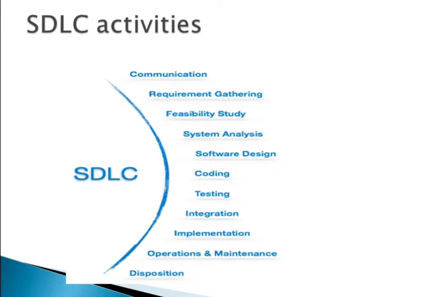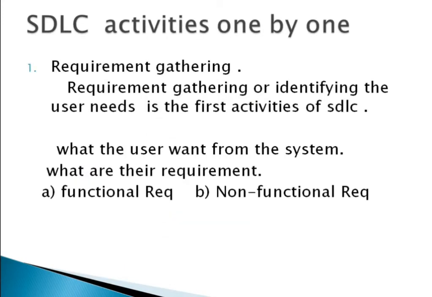So what are the activities included in SDLC? It includes communication, requirement gathering, feasibility study, system analysis, software design, coding, testing, integration, implementation, operations and maintenance, disposition. When we make software we follow these kinds of activities. When software passes these activities, it will be a good, quality software. Let's explain these activities one by one.